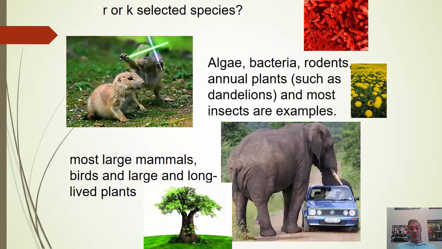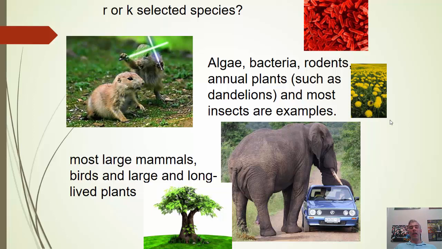All right, so let's look at each one. What do you think? Bacteria, R or K selected? Bacteria are R-selected. Lots of individuals, only a few survive. They reproduce asexually, they reproduce quickly. How about dandelions? Dandelions are also R-selected. They're all over the place. They thrive in places like lawns that are not very complex communities.